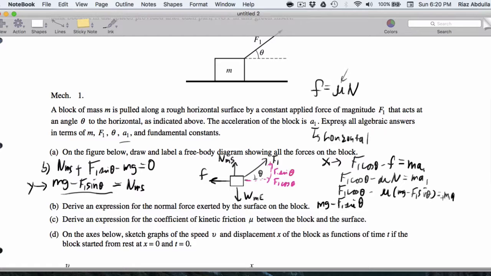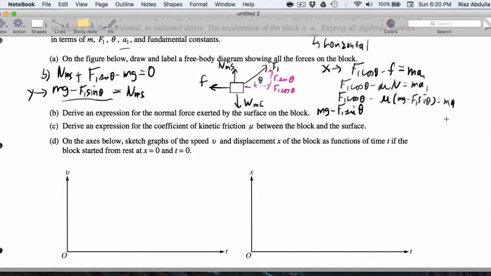equals m1 times a. And what I'm going to do is just bring this problem home here. When we solve for mu, we'll actually end up getting F1 cos theta minus m1a, over mg minus F1 sine theta. That's our mu.